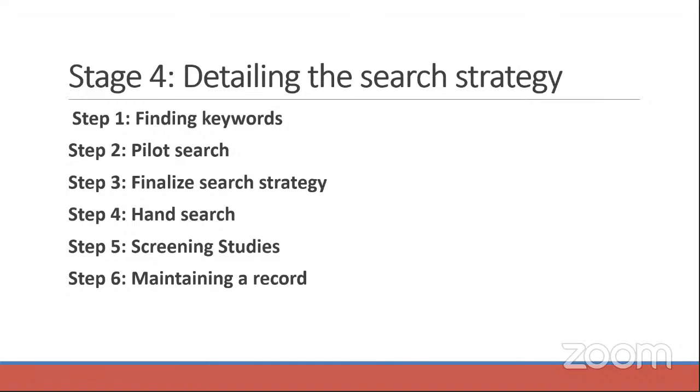And after doing a pilot search strategy, you need to finalize the complete search strategy for retrieving articles from the electronic databases. You can also perform a hand search of relevant journals or reference list of the included articles to go for cross-referencing and to find relevant articles. After that, you can screen the titles, abstracts, and then end up with full text to include in the study following screening. You must maintain a record of all these search strategies.